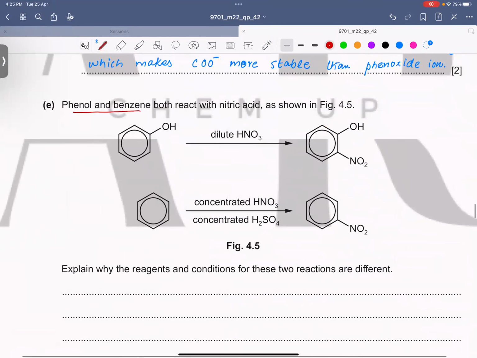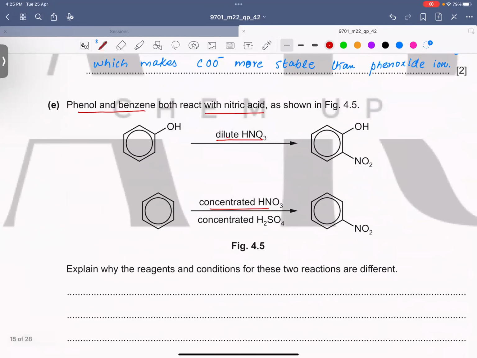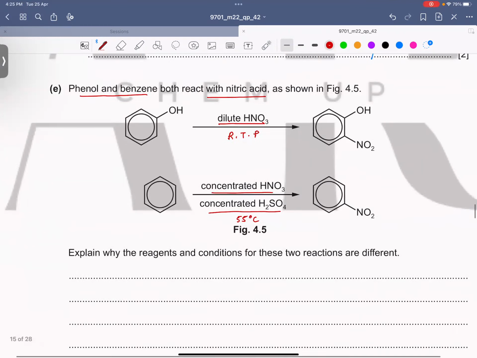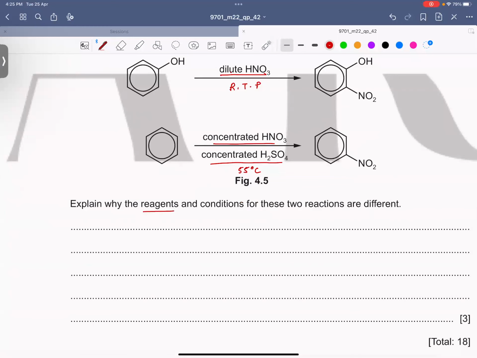Phenol and benzene both react with nitric acid as shown. For phenol, we are using dilute nitric acid, and with benzene, we are using concentrated nitric acid and concentrated sulfuric acid. Further, let me remind you that this reaction is occurring at room temperature and pressure, and here we need a temperature of around 55 degrees Celsius. Explain why the reagents and conditions for these two reactions are different.